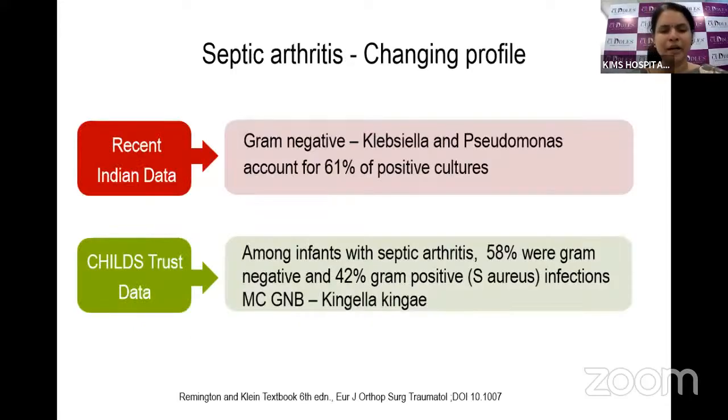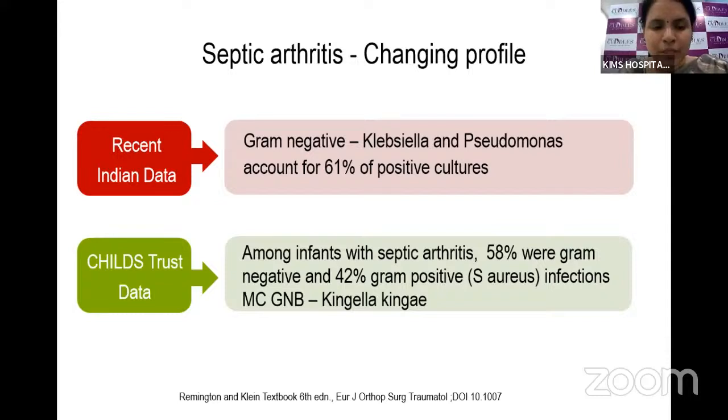Now, again, septic arthritis is something that is rapidly evolving. Unlike data from across the world, Indian data indicate that septic arthritis is again predominated by gram-negative bacteria, accounting for up to 61% of positive cultures sent in newborns with septic arthritis, group Klebsiella and Pseudomonas. So this could probably be because of the prevalent pattern of bacteria that are isolated from the blood culture isolates, because after all, septic arthritis is usually something that follows bacteremia.